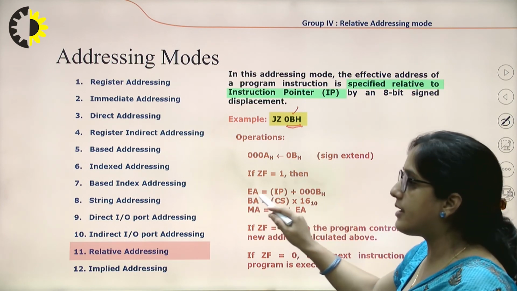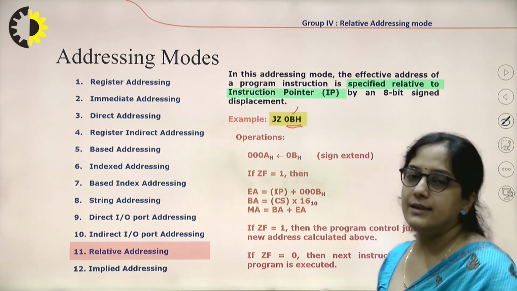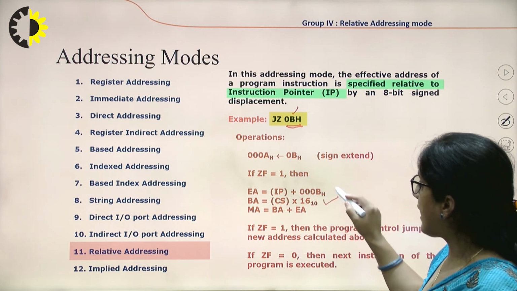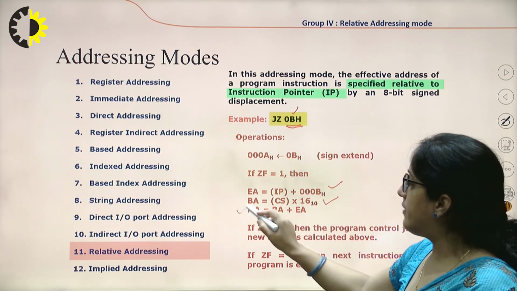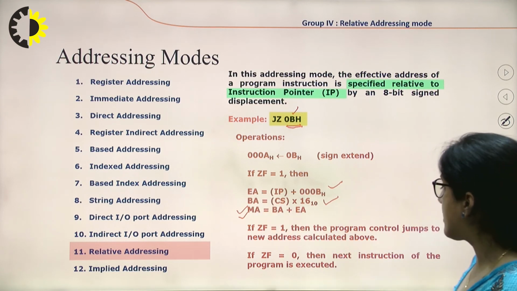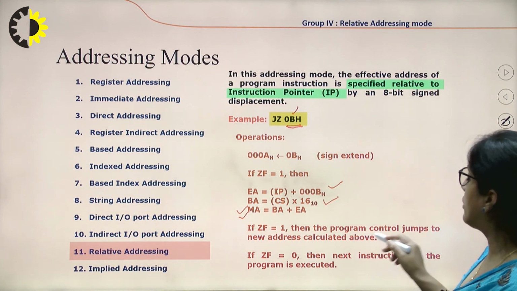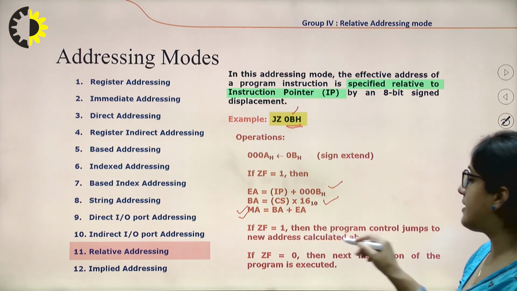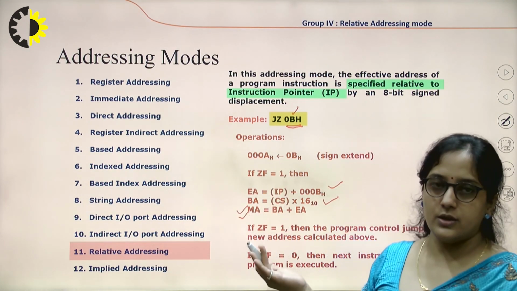The effective address will be IP plus 0BH. In this case the base address is calculated from CS, and the physical address will be the base address plus the effective address. So if the zero flag is 1, only then does the program control jump to the new address location. Otherwise, it continues with the next consecutive location.